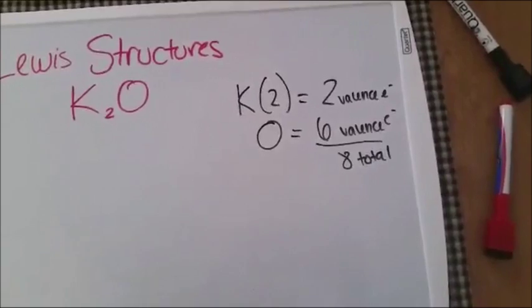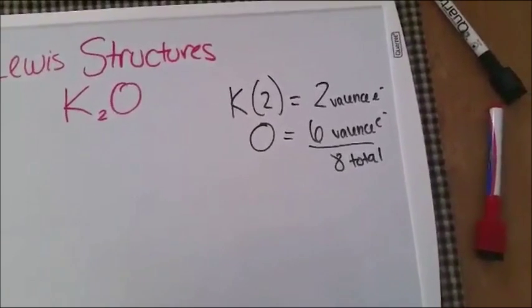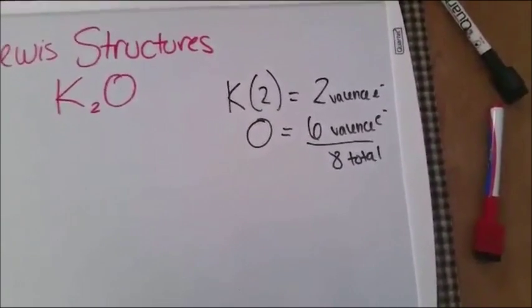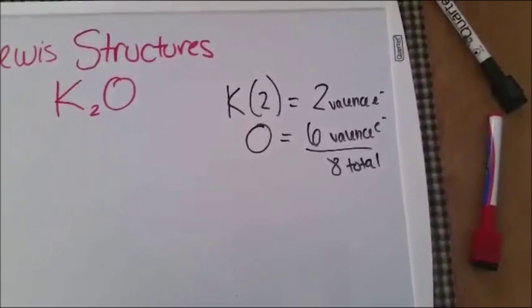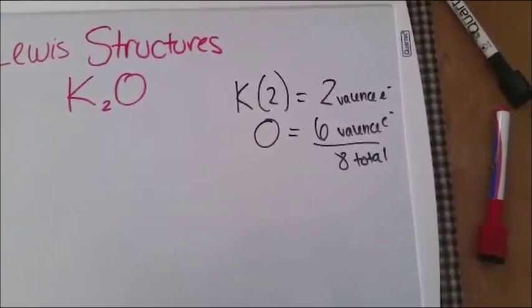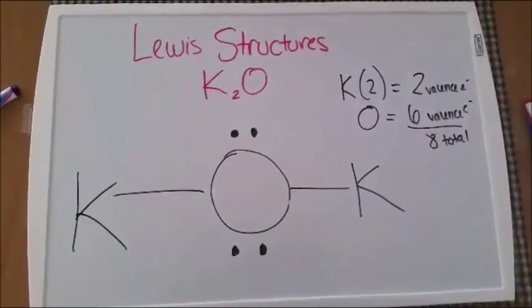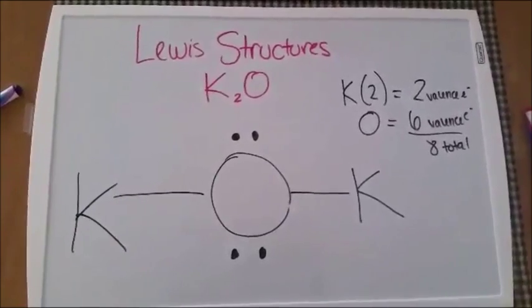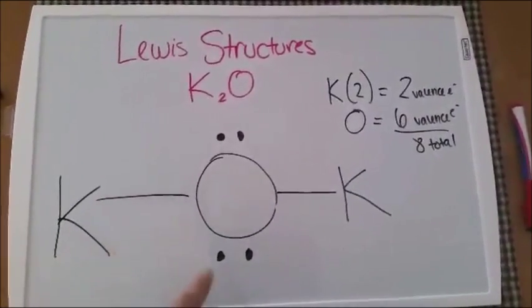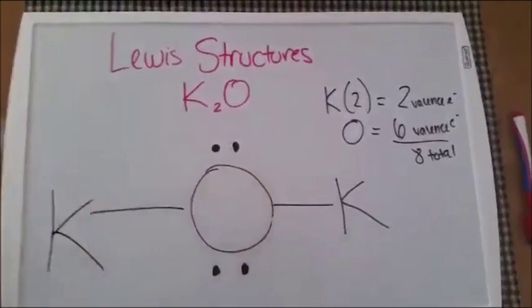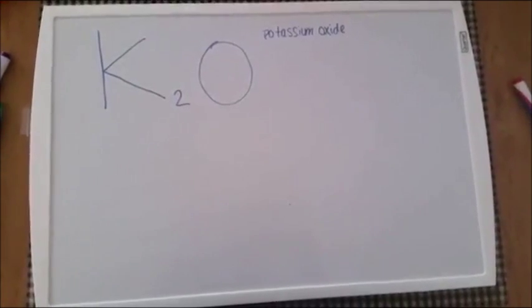So here I wanted to explain that potassium has a total of 2 valence electrons and oxygen has 6 valence electrons. So that's going to be a total of 8 that are going to be drawn. So this is what the Lewis structure for potassium oxide would look like. It'd be 2, 4, 6, 8 electrons. So it works. Potassium oxide, what is it used for?